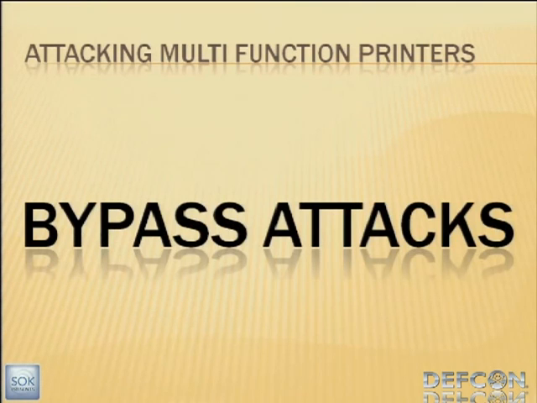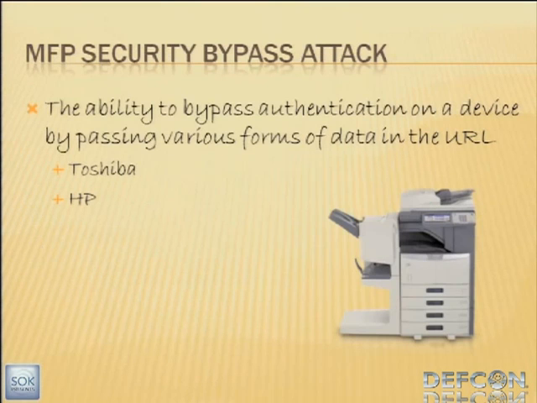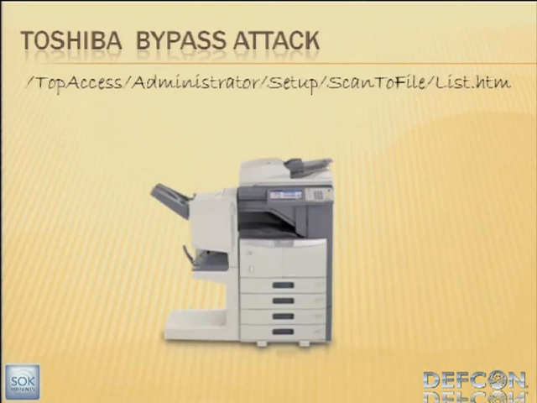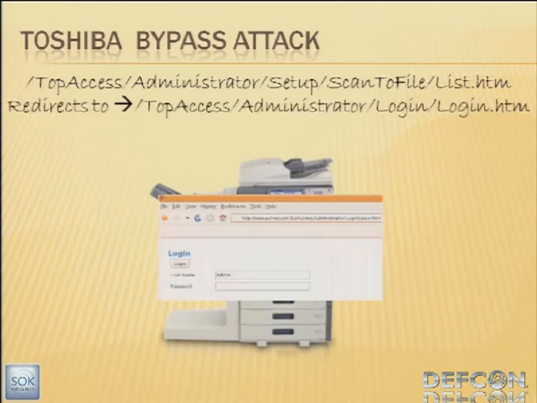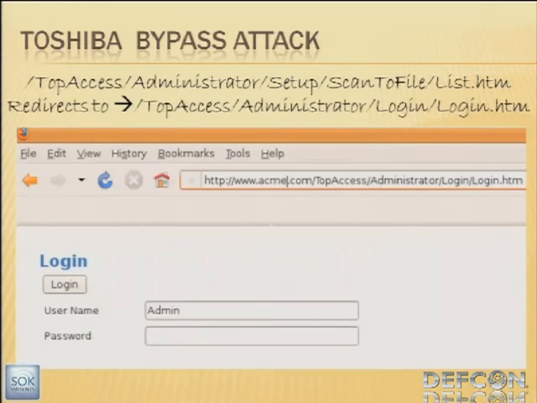So the first one I want to talk about is the bypass attack. This is the ability to bypass the authentication on a device by passing various forms of data in the actual URL. We have two examples to show today, a Toshiba and an HP. On the Toshiba, this URL would give us access to the scan file configuration page on that printer. If you enter this URL, the Toshiba is going to redirect you to a logon page.